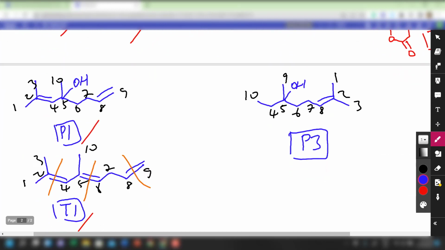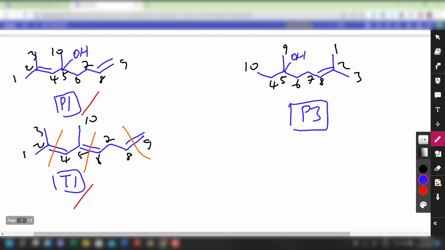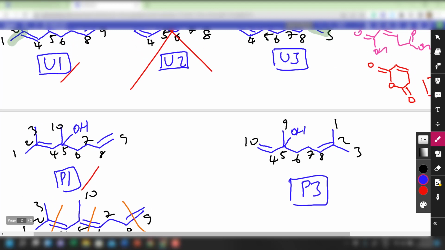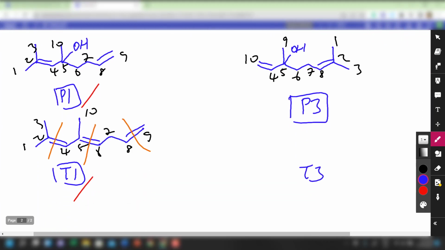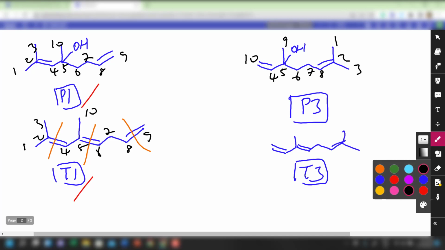Then what about T3? Can there be a T3? Yes. Oops, sorry, there's a double bond between 10 and 4. So for T3, it will look something like this. Double bond here, double bond, and then 6, 7, 8, like this. I'm just going to put in the rest of the groups: 1, 2, 3, 8, 7, 6, 5, 4, 10, and 9. So let us try.